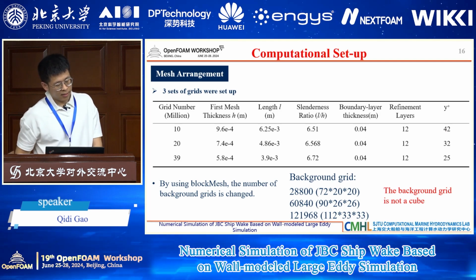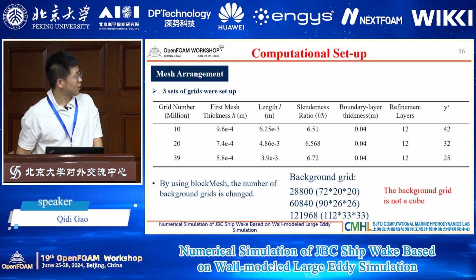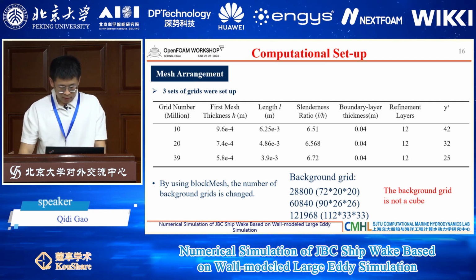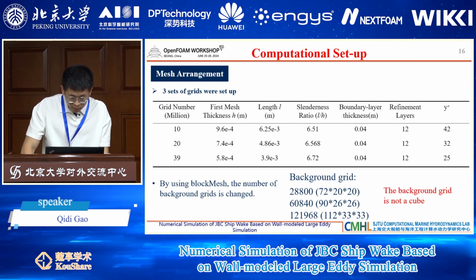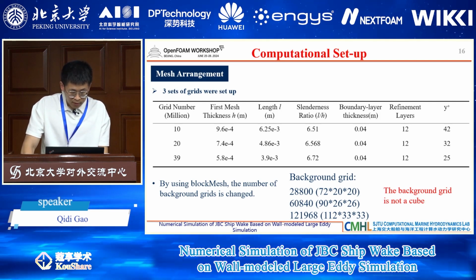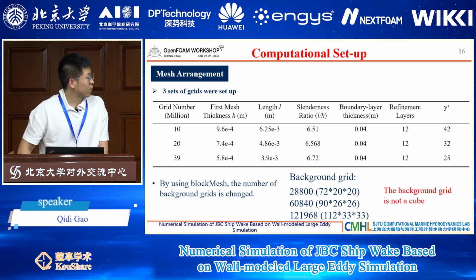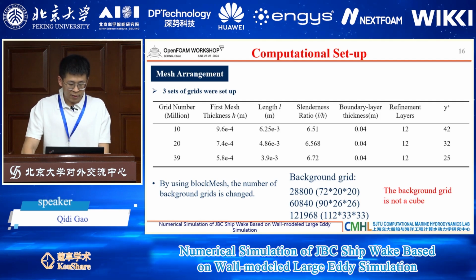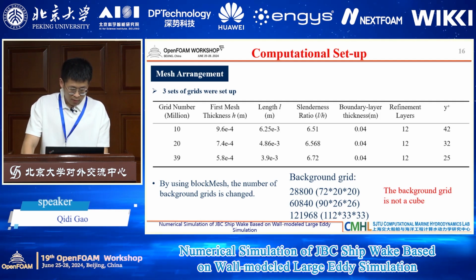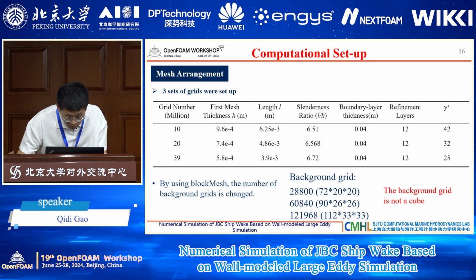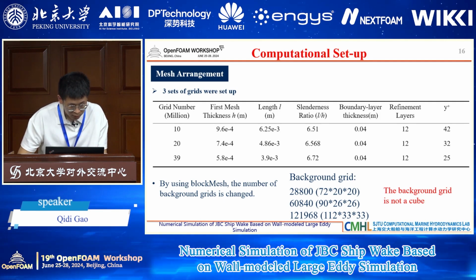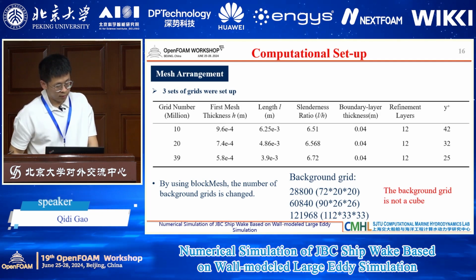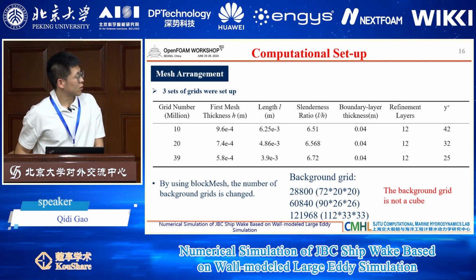We made 3 sets of grid: 10 million, 20 million, and 40 million. In each grid, the thickness of the first layer is as shown in the table. Because the LES method is sensitive to Y+, the background grid is shown in the middle.